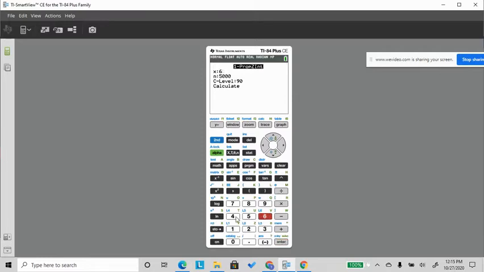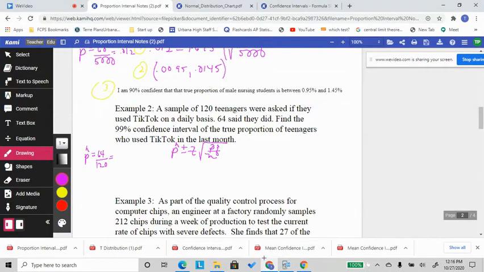It was 64 out of 120 who use TikTok on a daily basis, and the confidence level was 99. So 64 teenagers out of 120, and the confidence level was 99. I calculate and I get 0.416 and 0.651. Okay, so go back, 0.416 and 0.651. I think that was it. Let me check again.